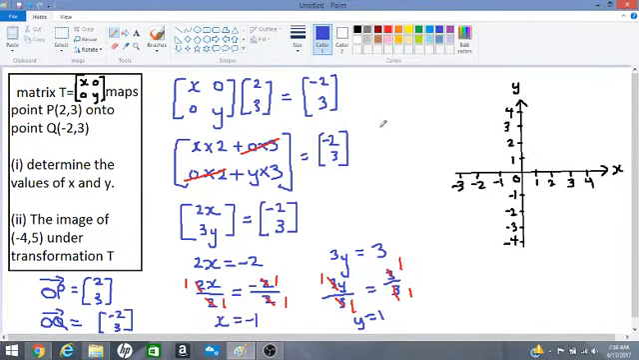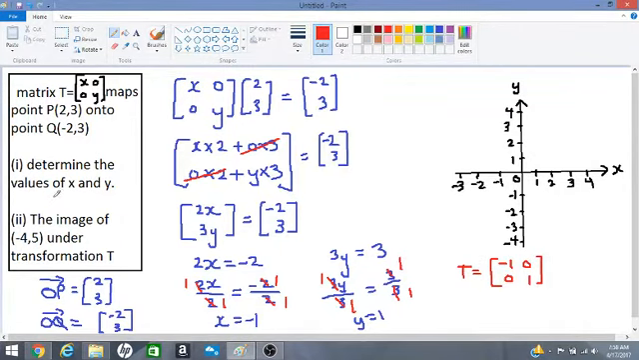So we have our transformation matrix T, and it will be equal, x is -1. We have y being 1 down here, and the other two end positions are filled with zeros. So this is our transformation matrix T.